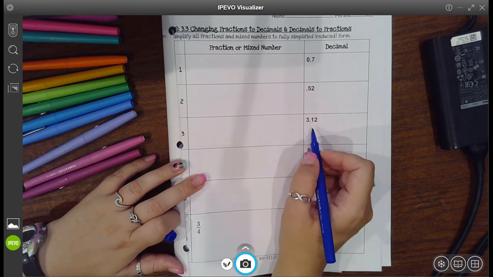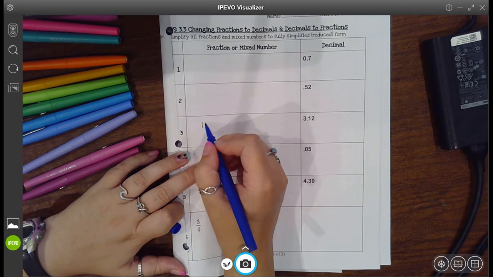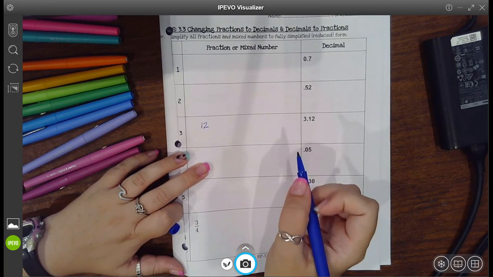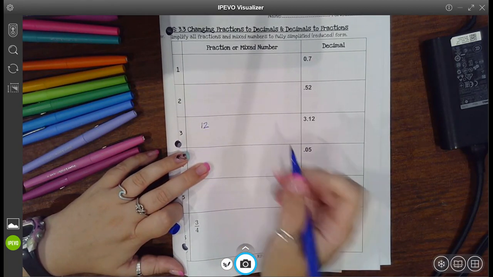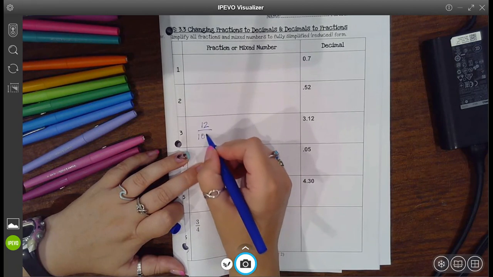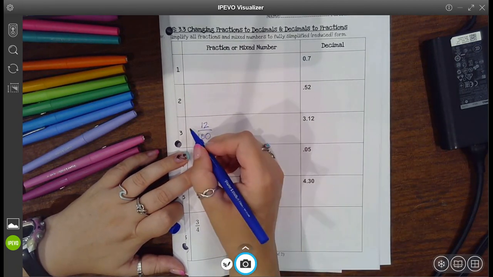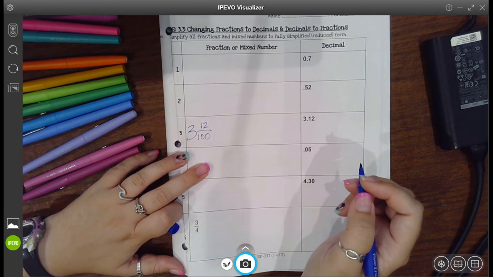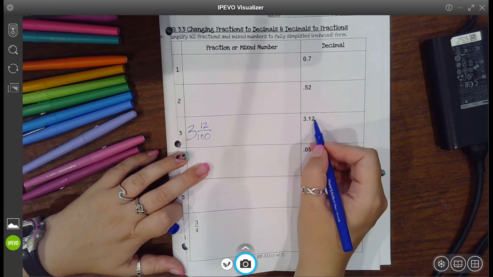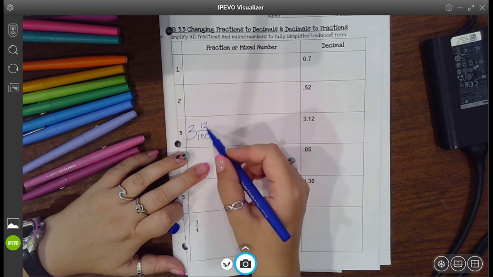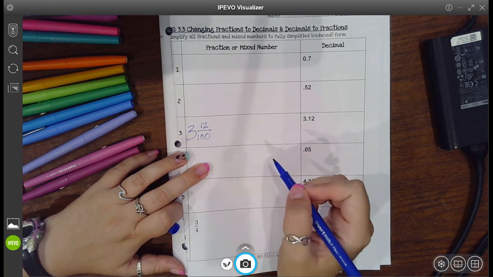Okay. Is this going to be 12 over 100 or 12 over 1,000? It's going to be 12 over 100 because it's 12 hundredths, right? Now, what do you do with that whole number in front? It just stays out in front as a whole number. So a decimal is like a fraction. It's a fractional amount, right? A whole number is still a whole number.